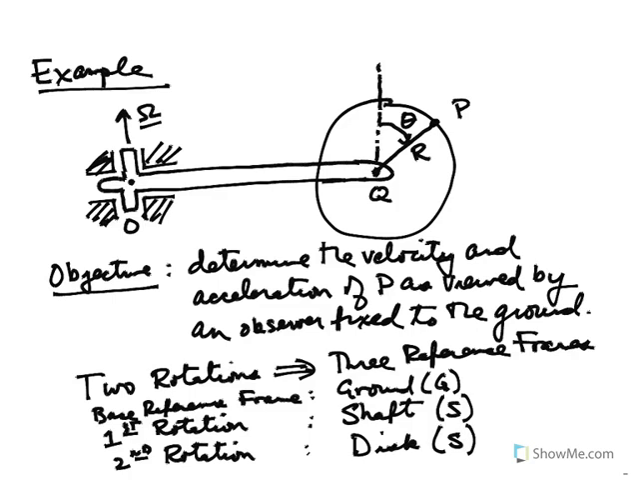So let's figure out how we're going to lay down all the coordinate systems in these different frames. So G is going to equal the ground, and that is our base reference frame.